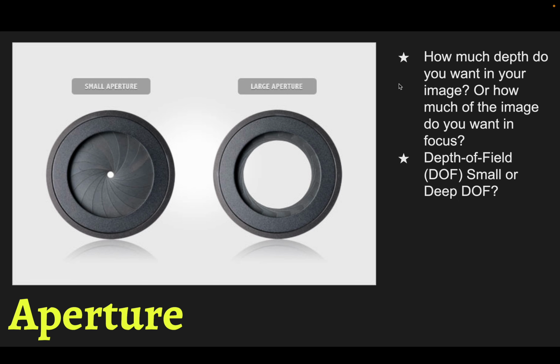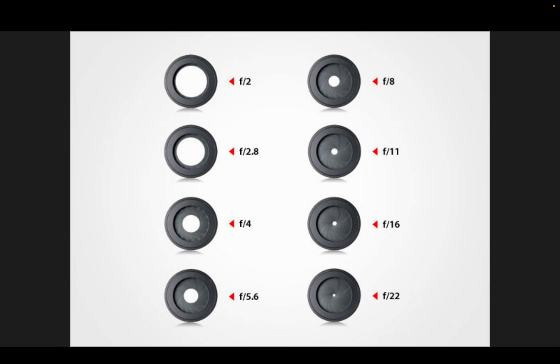When you're thinking about aperture, you want to think about how much depth you want in your image, or how much of the image you want in focus. We're also going to be talking about depth of field and what a small or deep depth of field looks like, because that also plays into aperture. Aperture is measured in f-stops, or focal stops. And as we can see here, it goes from something called an f2 all the way down to an f22.